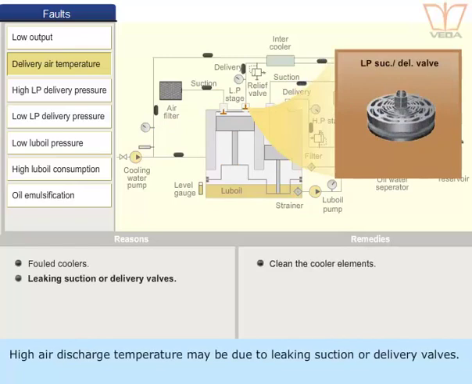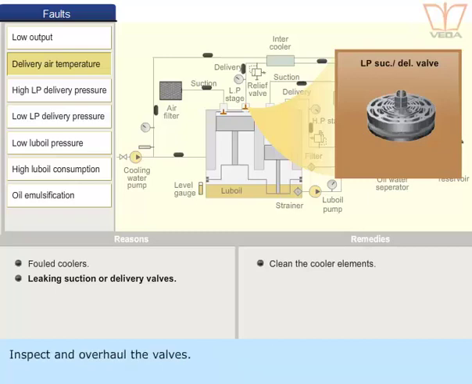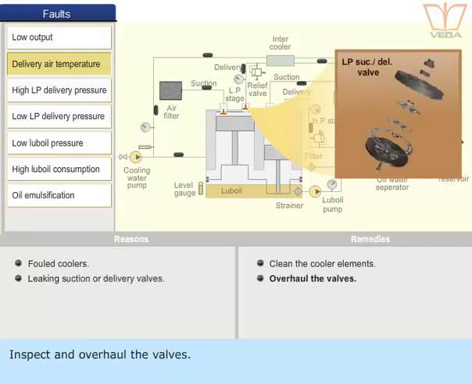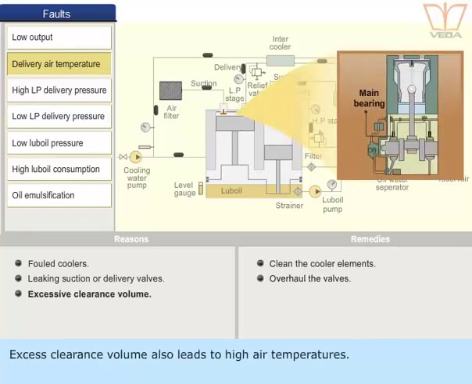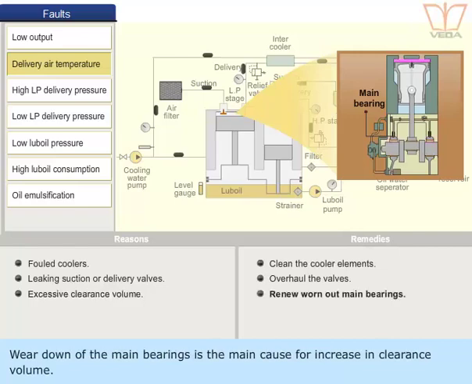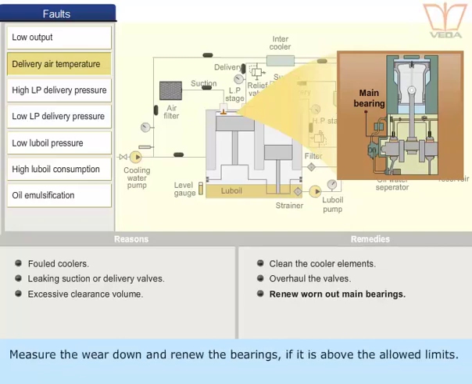High air discharge temperature may be due to leaking suction or delivery valves. Inspect and overhaul the valves. Excess clearance volume also leads to high air temperatures. Wear down of the main bearings is the main cause for increase in clearance volume. Measure the wear down and renew the bearings if it is above the allowed limits.